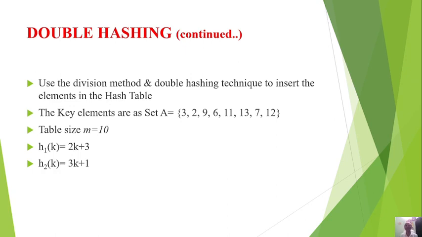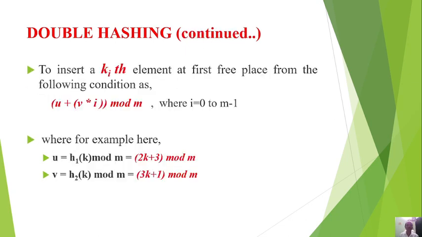Now we are going to insert a key element into the hash table. In this particular point, you have to know the formula for how the values are inserted into the hash table. For the kth element, i is equal to 0 to m minus 1. The values are inserted in the location (u plus v into i) modulus m. Here modulus m means the remainder value of an expression.